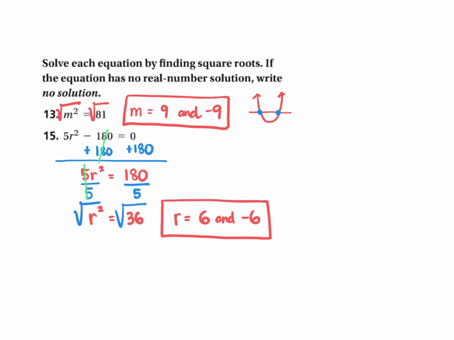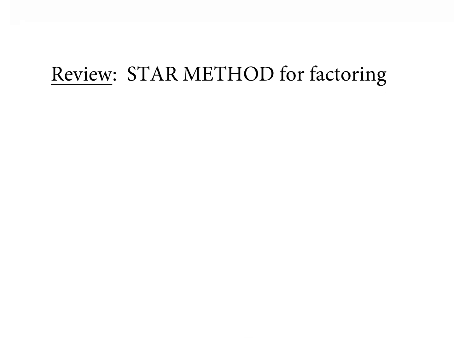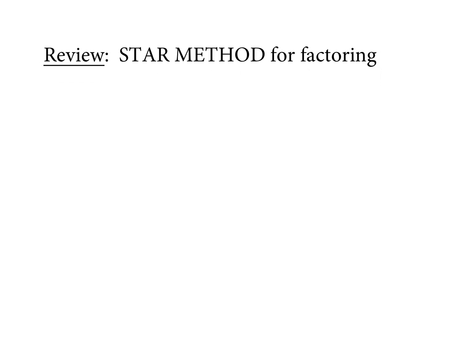Now we're ready to move on to the next method, but we've got to make sure you remember how to do something called the star method for factoring. All right, the star method is when you have squares that don't square root nicely, but it's got something like this. Let me show you. Let's review how to do that. So 6x squared minus 7x minus 5.